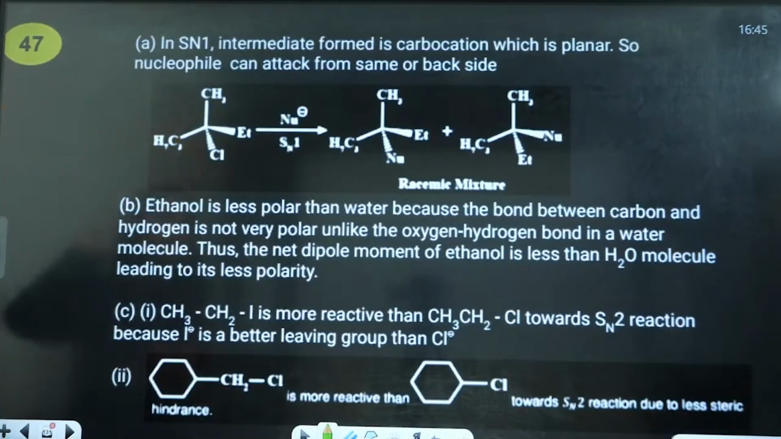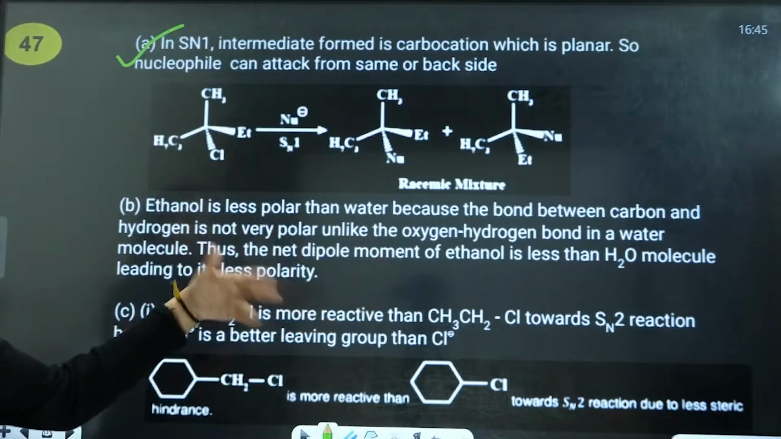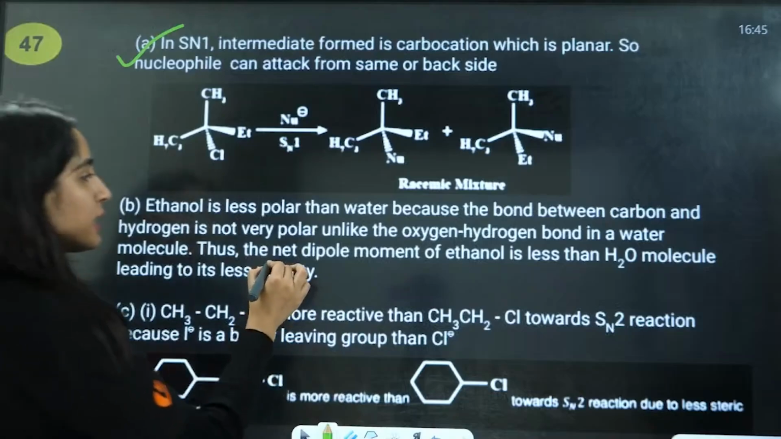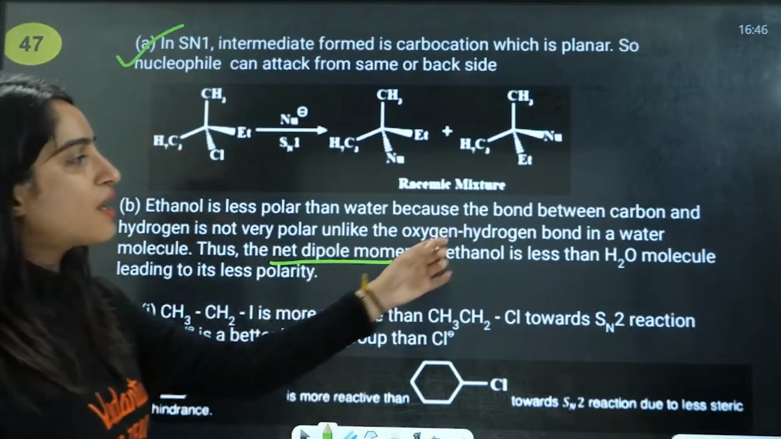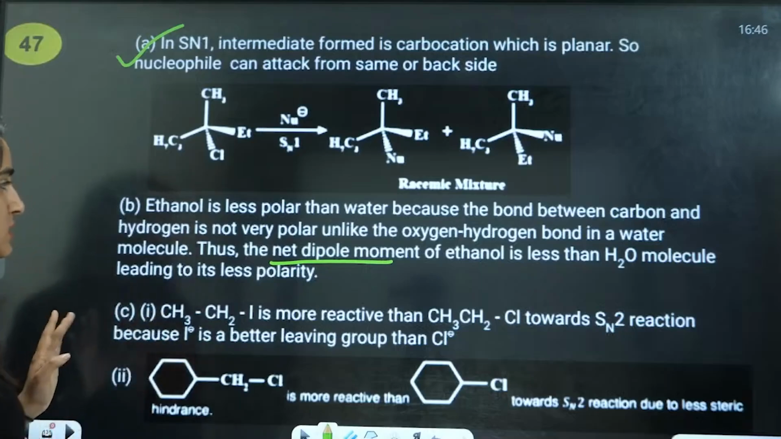This is an SN1 reaction, carbocation. Ethanol is less polar than water, because the bond between this and this is not very polar. Like this, net dipole moment and all, the oxygen and hydrogen bond in the water molecule, right? Okay, yes.